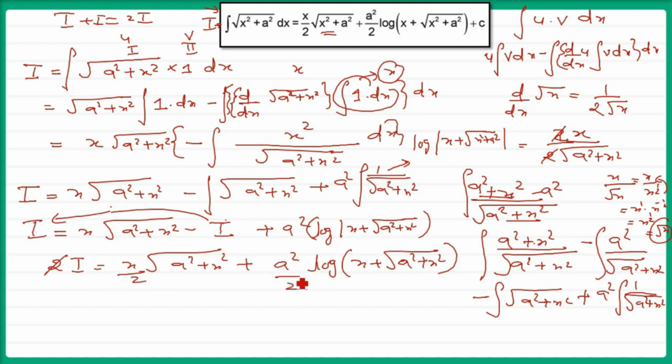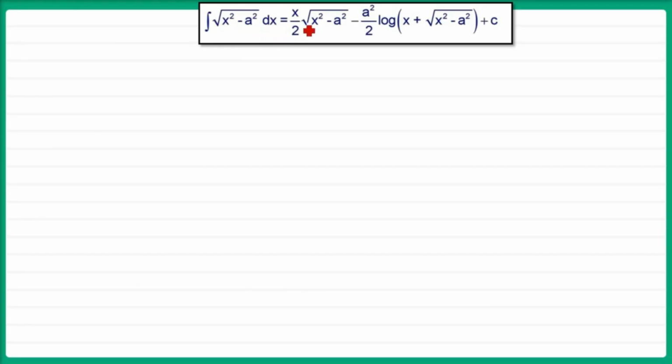How easy it was? Integration of under root x square minus a square dx is equal to x by 2 under root x square minus a square, minus a square by 2 log modulus inside this bracket x plus under root x square minus a square. Now what is the proof? How did we get or arrive at this result? Now we are going to prove it for you.